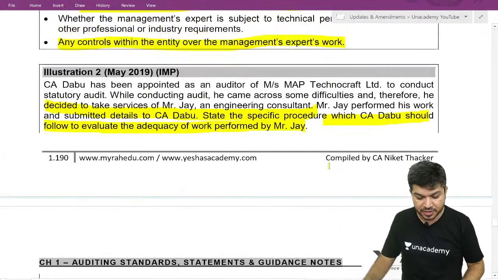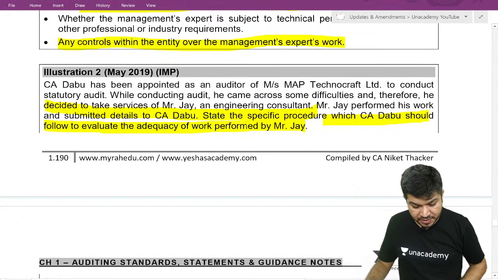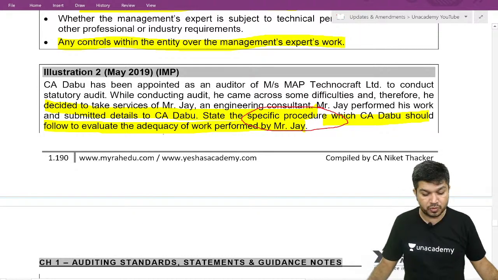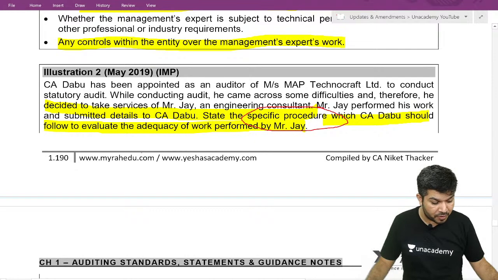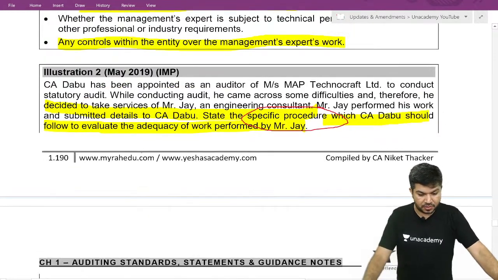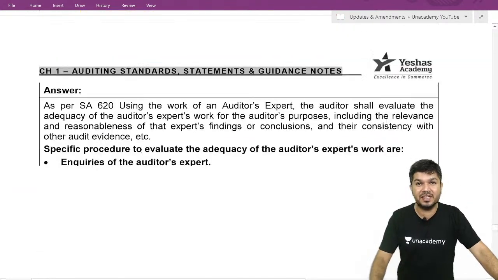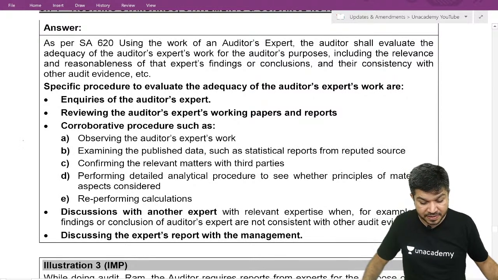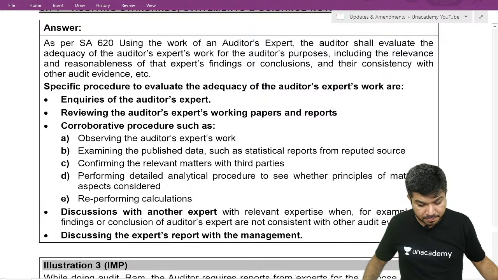Let me just read this question again. Now, if you just read the question: what specific procedure should CA Dabbu follow to evaluate the adequacy of the work performed by Mr. J? Okay, what specific procedure? For that, there will be something given in your application and explanatory material. See the specific procedure. This is the specific procedure to evaluate the work.